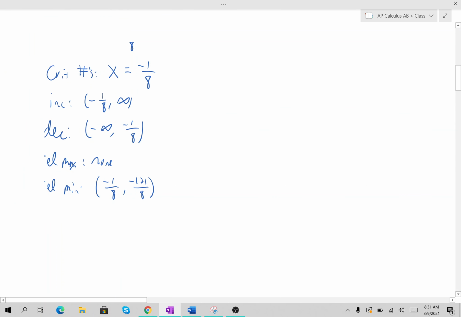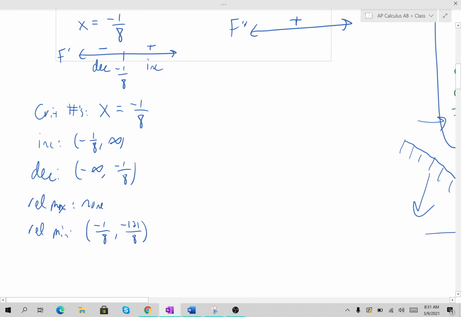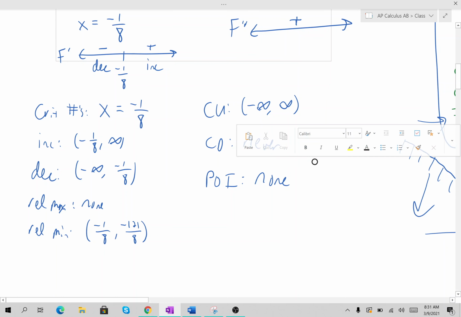All right, that's all our first derivative stuff. And then second derivative is just concave up everywhere, so -infinity to infinity. Concave down: never. And points of inflection: there's none because the concavity never changes.